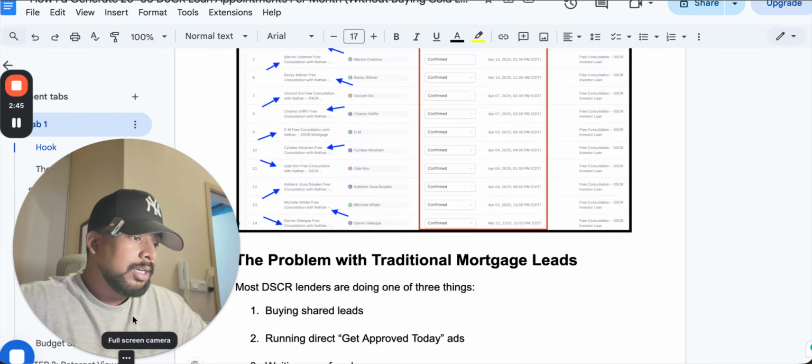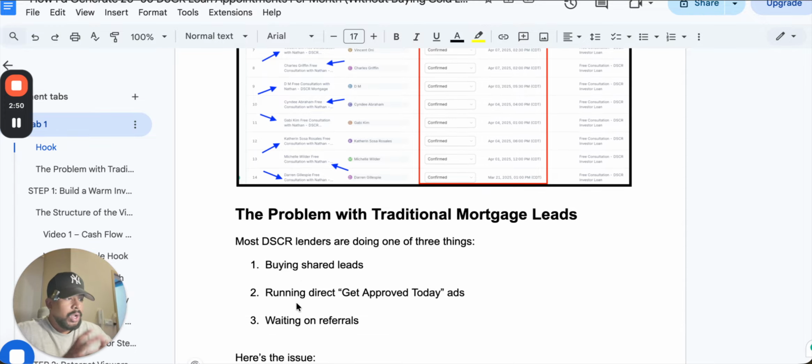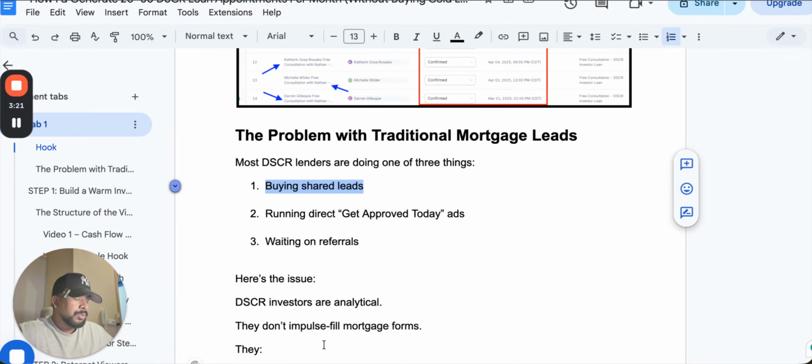All right. So what is the number one problem I see with most mortgage leads? Most mortgage lenders or loan officers are doing one of 3 things. First, they are buying shared leads, which is a very bad way to get more business. Number 2, they are running a direct ad campaign, like get approved or get quote, a direct call to action to a cold audience. And number 3, the biggest way to kill the business is just waiting on referrals. You're depending on somebody else to generate your business, which is the worst part of running your business. And here's the issue.